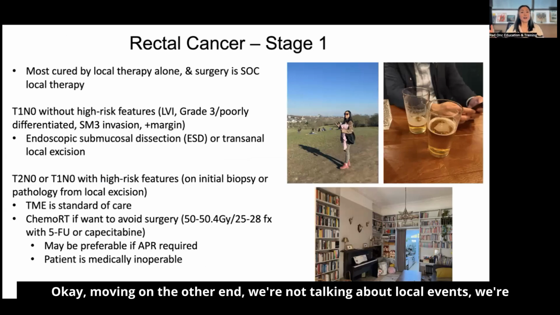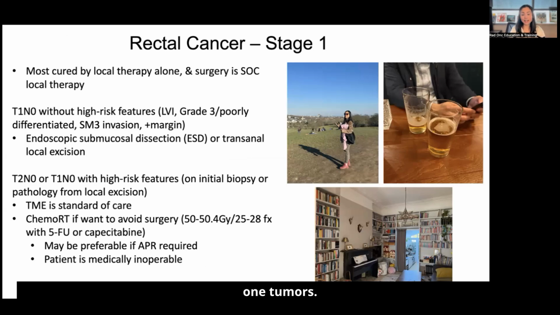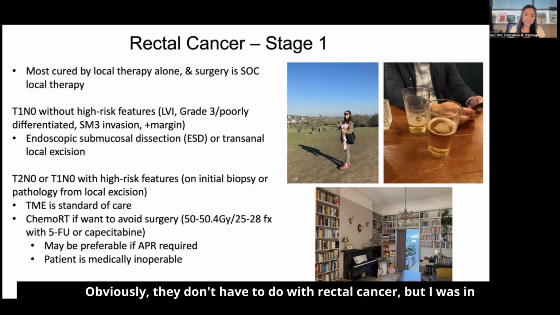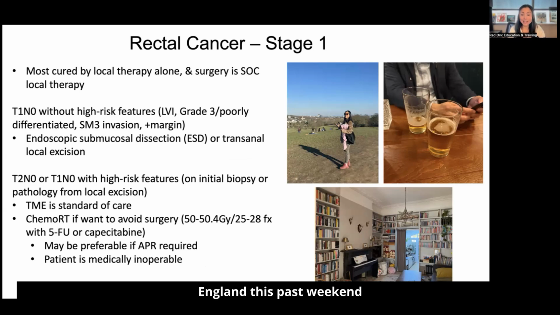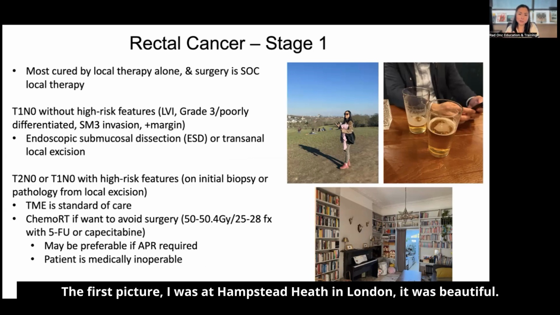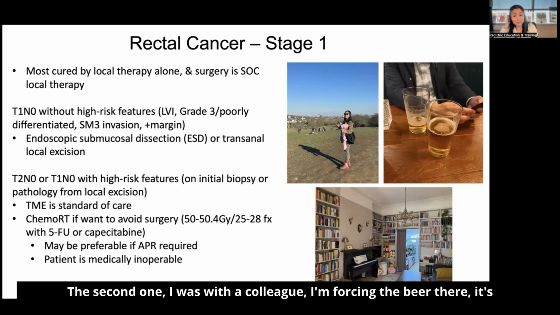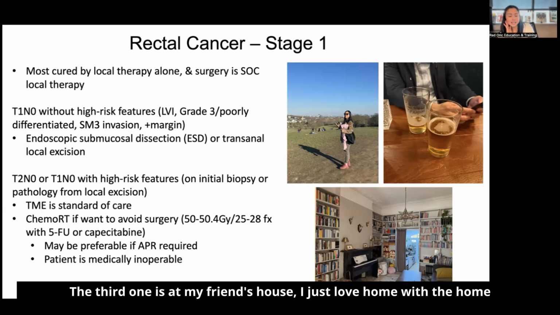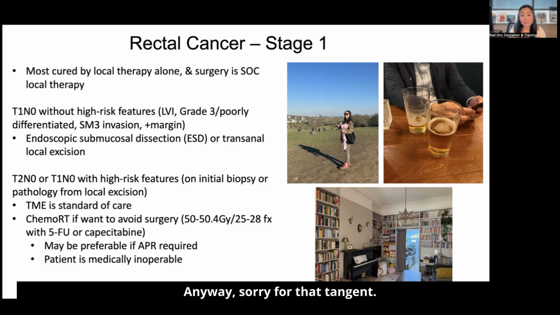Okay, moving on to the other end, we're not talking about locally advanced, we're talking about stage 1 tumors. And I kind of put these pictures in as fillers. Obviously, they don't have to do with rectal cancer, but I was in England this past weekend to give a talk. So the first picture, I was at Hampstead Heath in London. It was beautiful. The second one, I was with a colleague. Unfortunately, the beer there is kind of lukewarm. And the third one is at my friend's house. I just love the home library. Anyway, sorry for that tangent.